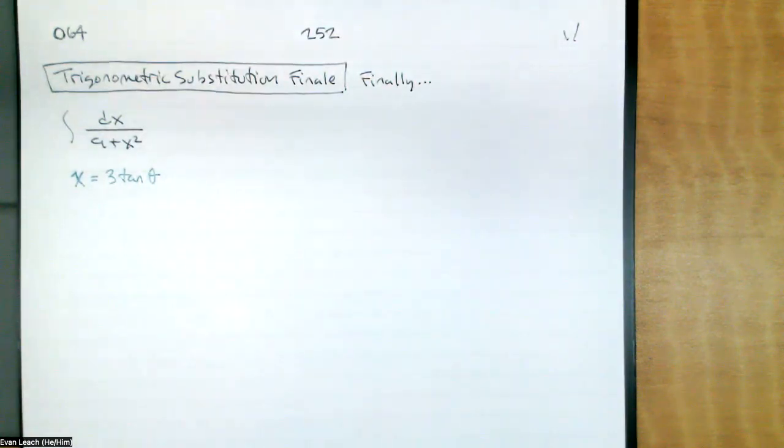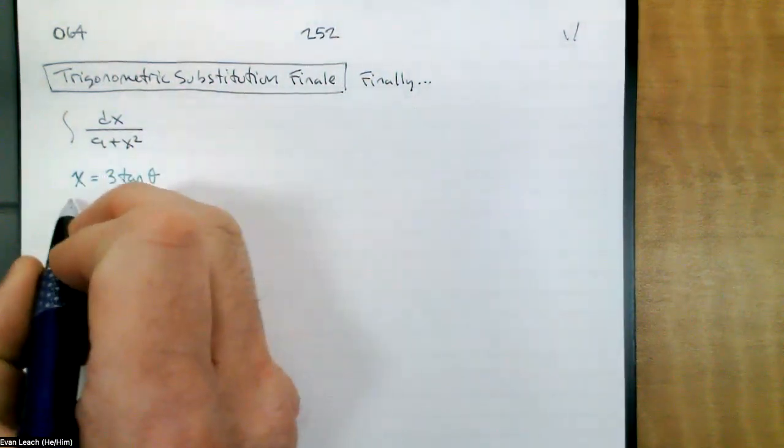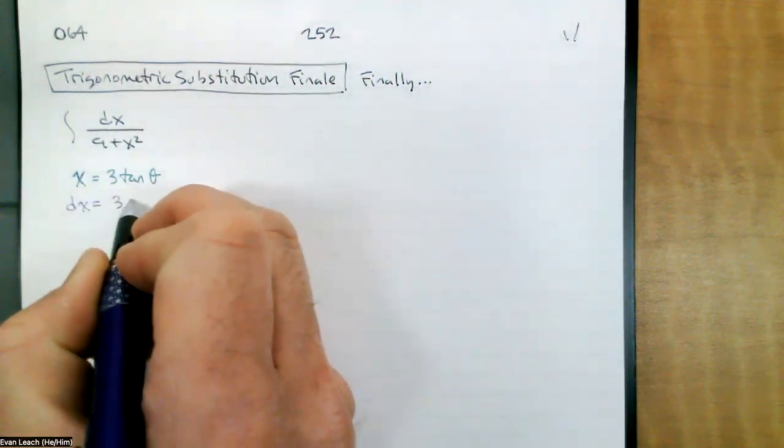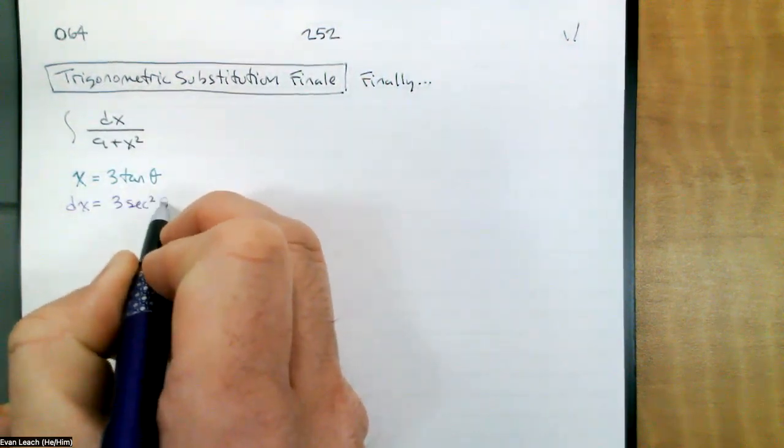So we're going to set up our substitution. Since it's 9 plus x squared, we have the form a squared plus x squared. This quadratic form suggests this substitution, the tangent case of trigonometric substitution. If x is 3 tangent theta, then dx is 3 secant squared theta d theta.